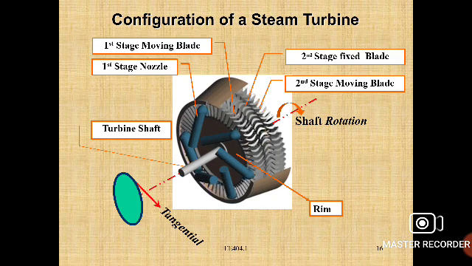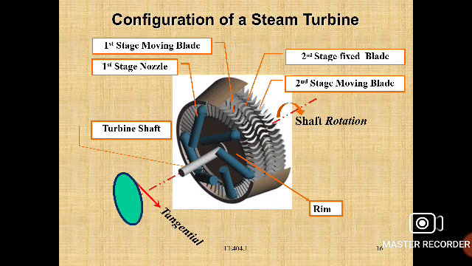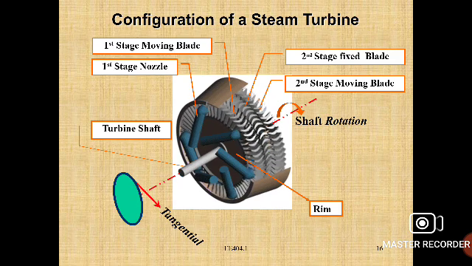A turbine is essentially a flow machine in which heat energy in the steam is transferred into kinetic energy, and the kinetic energy is utilized to rotate the rotor while steam flows through the turbine. So this is the working of a steam turbine.